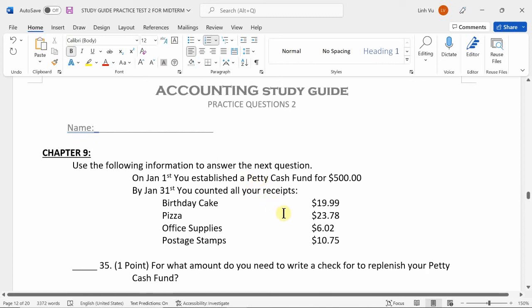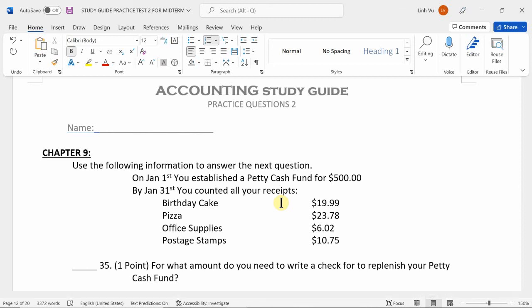All right, so now we're moving on to Chapter 9 territory. So again, over there, if you want to practice FIFO, there's many examples on the Google Classroom for you to do FIFO.